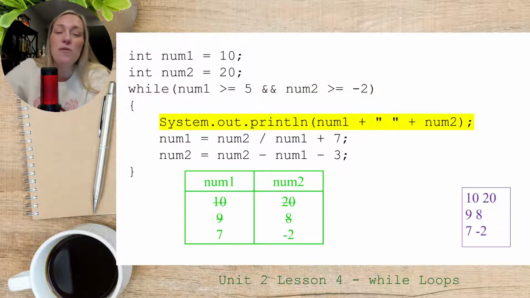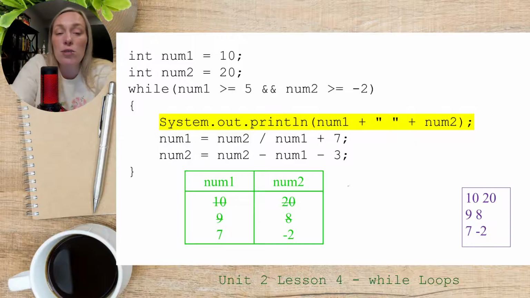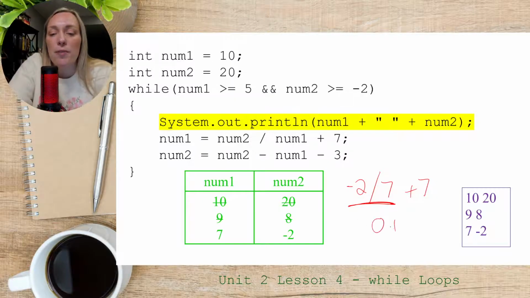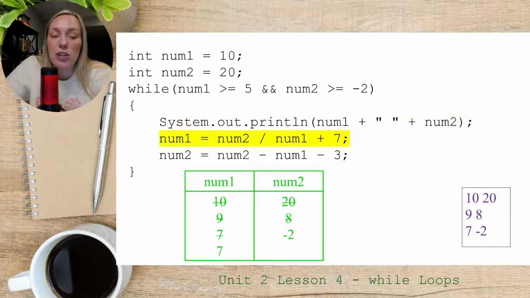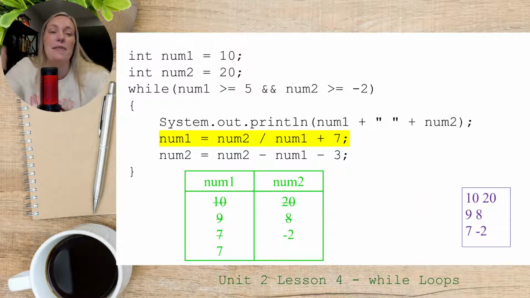We'll print off the 2 values, 7, negative 2. We're going to update these. Num2 is currently negative 2 divided by 7 plus 7. What's negative 2 divided by 7? Integer division. That's 0. All right. 0 plus 7 is just 7. Okay, so this really just stays 7. It updates to 7 again.